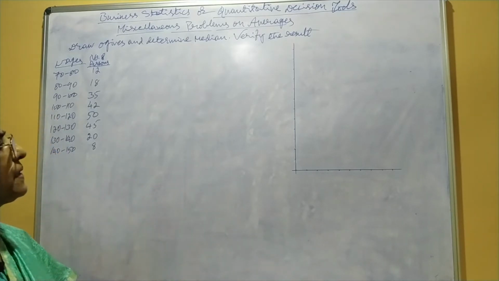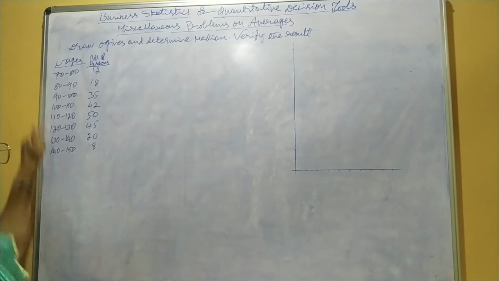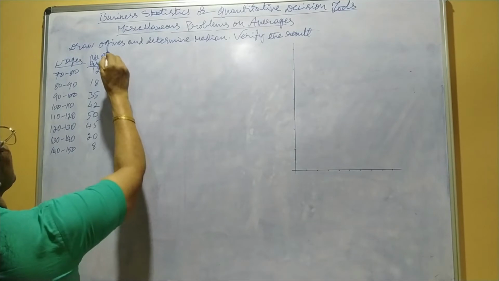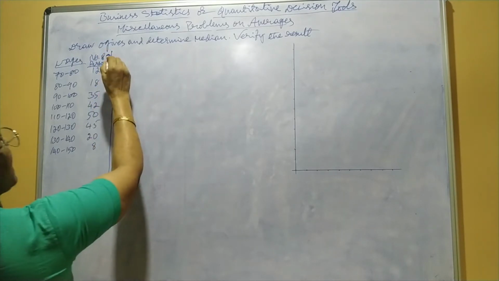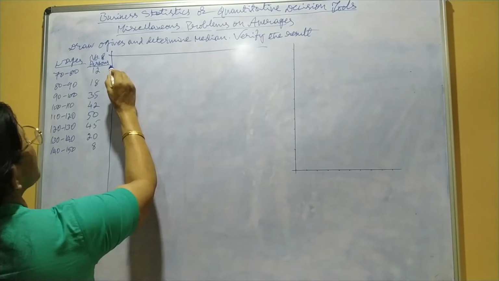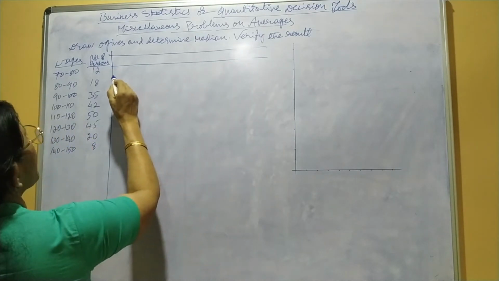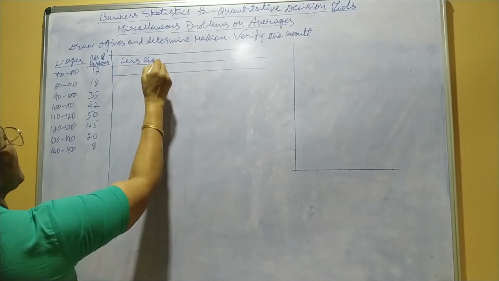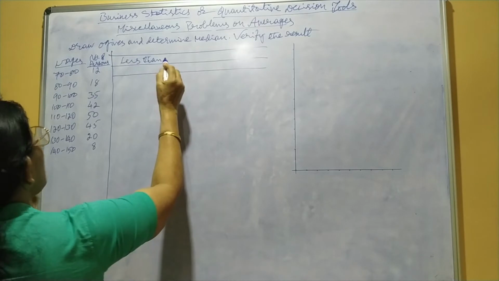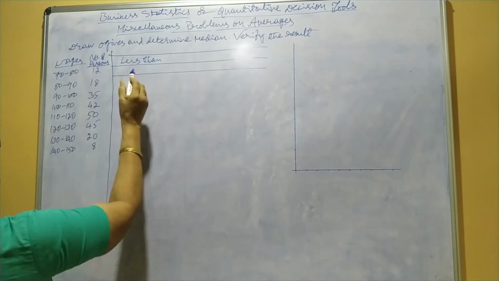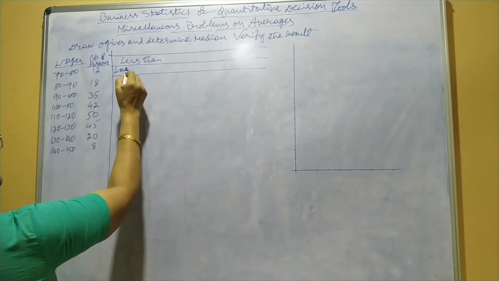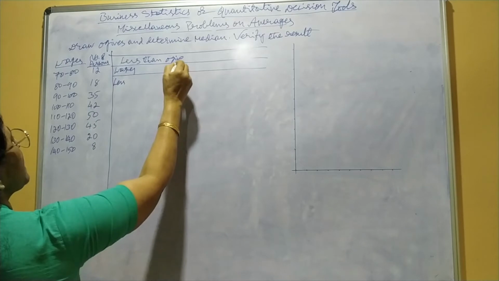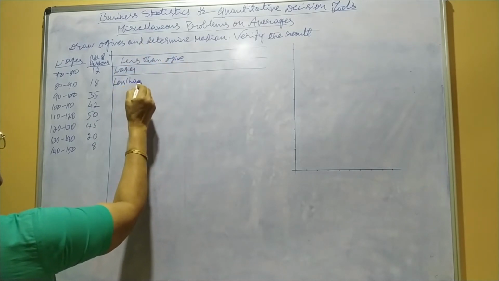Here the first step is to convert the given variables into less than. In case of the less than ogive, we take it like this. Take less than, under that wages. Let us take wages. Here, to draw the less than ogive, we take less than.